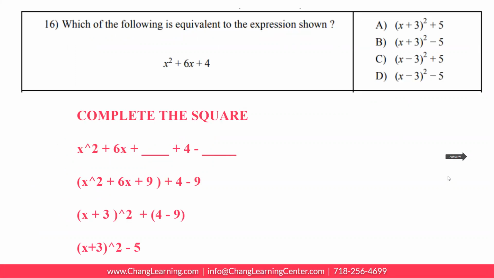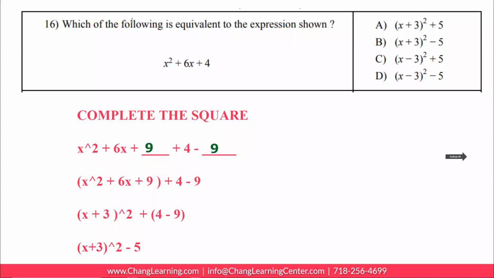In the next problem, which of the following is equivalent to the expression below? x squared plus 6x plus 4. Again, this is a problem in completing the square and writing the equivalent expression. Move the constant to the right. To complete the square, take the middle term, divide it by 2, and square it. 6 divided by 2 is 3. 3 squared is 9. So we have to add 9 units to complete the square.